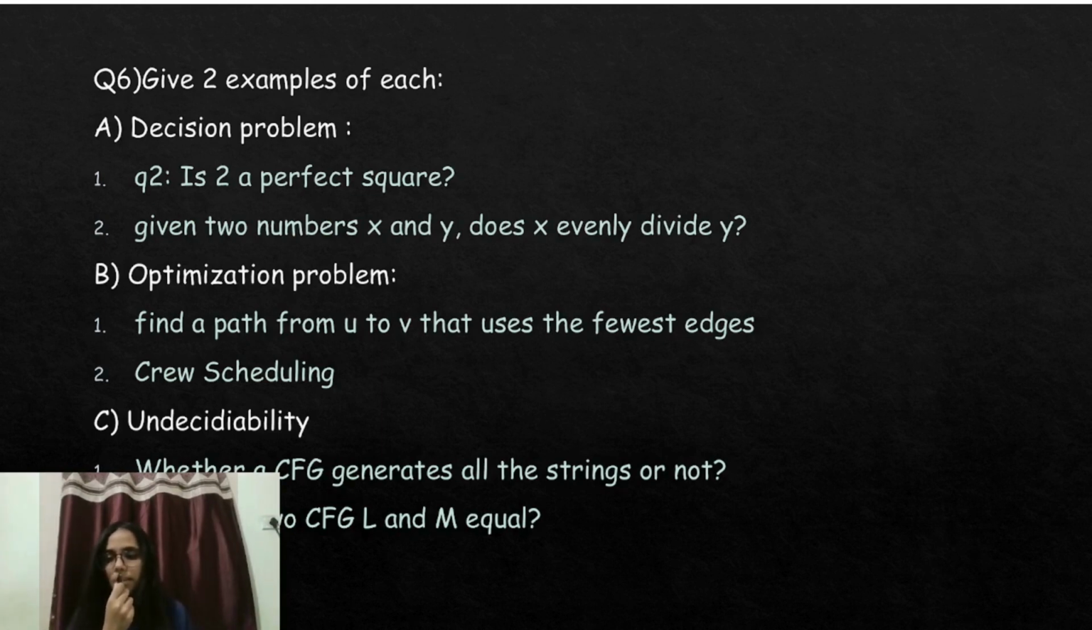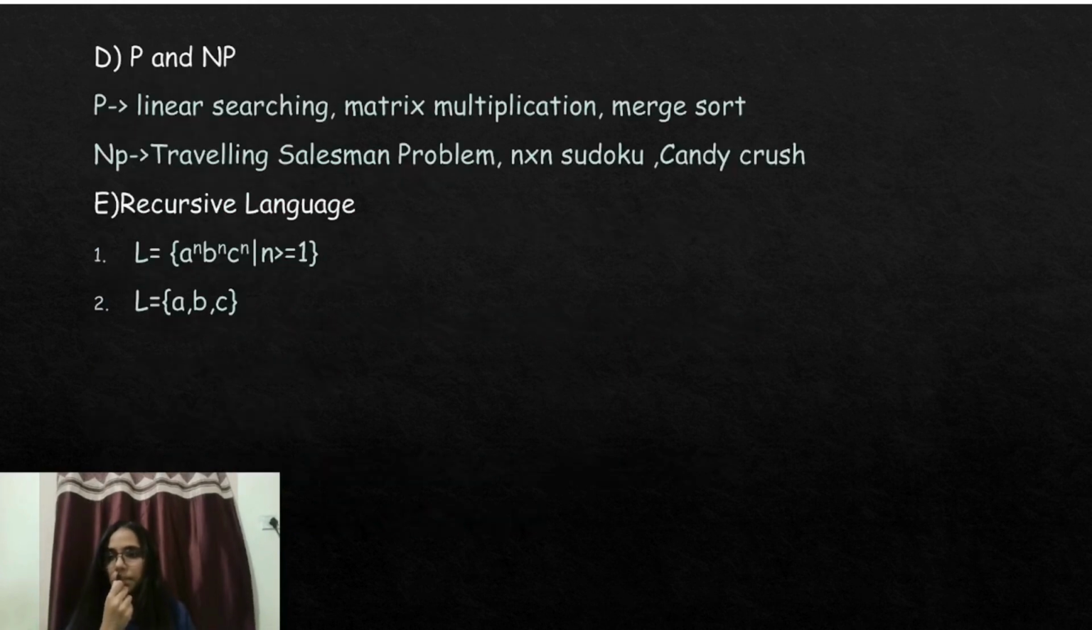The third subpart is undecidability: whether a CFG generates all strings or not, whether two CFGs L and M are equal. Here we don't have a decision on that, so we have to proceed with the solution and find the decision in the process. The fourth subpart is P and NP.